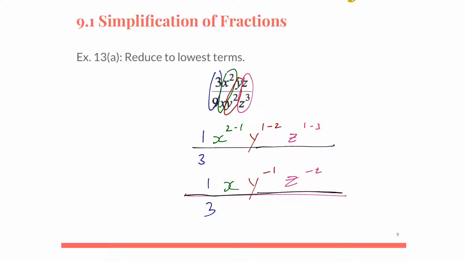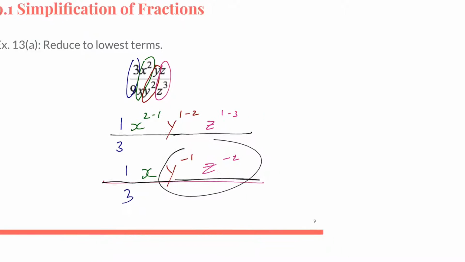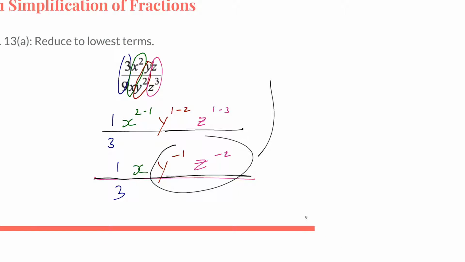Because we have negative exponents, we have to move these two bases from the top to the bottom. So the final answer would be 1 over 3, or just x over y z squared. Is that okay? Any questions about that?